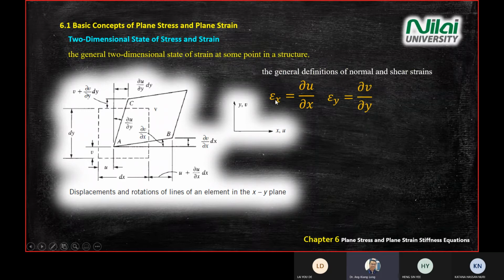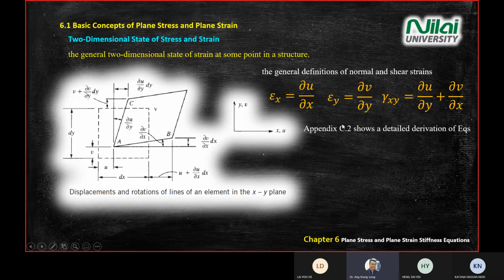So you have what is the strain in X, what is the strain in Y, with all these notations. And what is gamma xy, equal to this one. So this is all the derivation, and again, you can download Appendix C in the Moodle starting from today. Go have a look. It is all the detailed derivation for the equations that we use for this chapter 6.